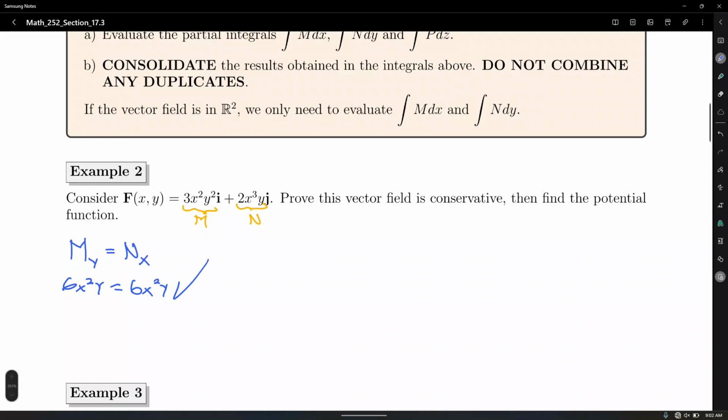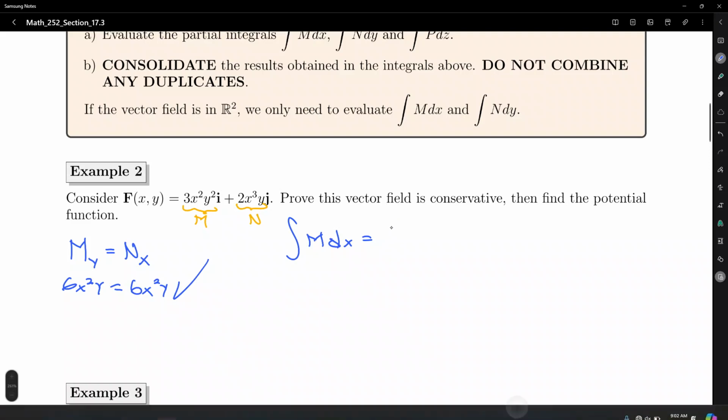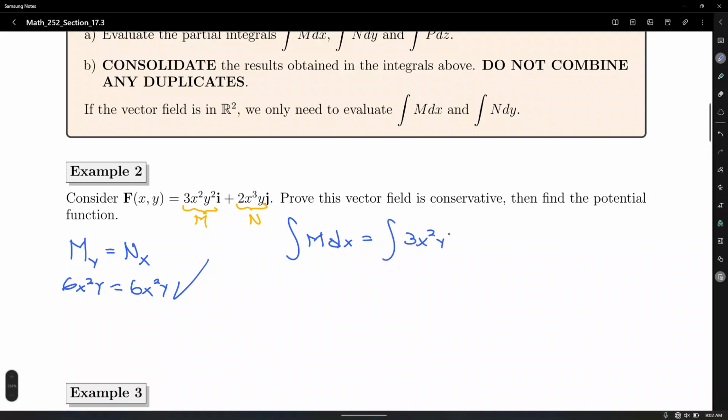It's conservative. So now this means that this vector field comes from taking the partial derivatives of a scalar function, that is taking the gradient. So what are we going to do? Partial integration. The integral of M dx equals the integral of 3x squared y squared dx, whose integral, okay, that'll be the integral with respect to x, the integral of 3x squared with respect to x, that'll be 3x cubed over 3. Isn't that just x cubed times y squared? Okay, so that's x cubed y squared.